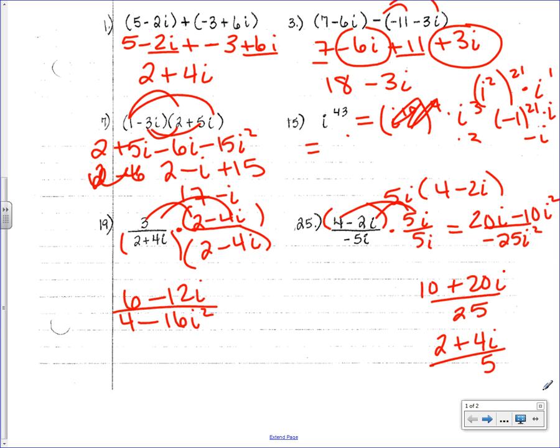This answer's fine. The i's in the back. You also could have said 2/5 plus 4/5 i. Same thing. Those are all the same.